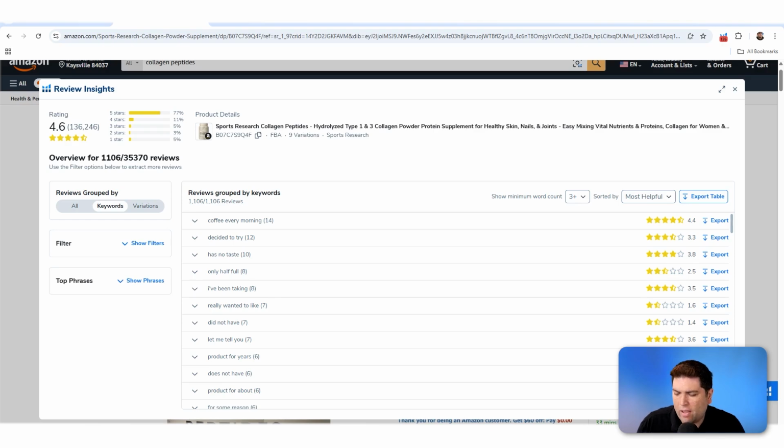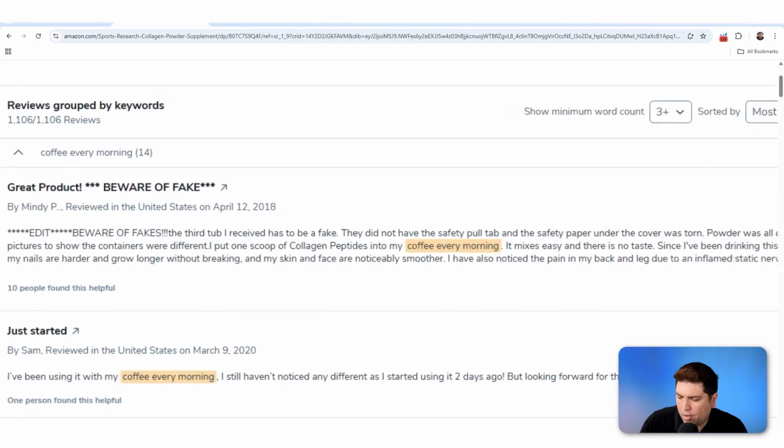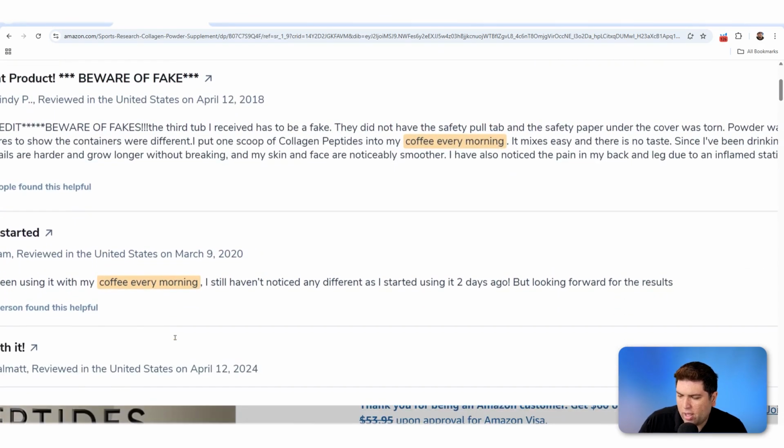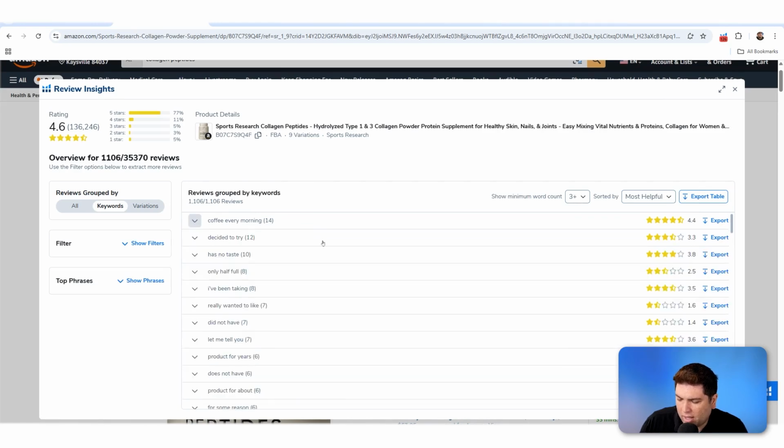And so if I actually look at these reviews, then I could see that people are putting these collagen peptides in their coffee every morning. And so that's a huge takeaway of this. At the same time, I could see some of the negative things that people are talking about. Some people say it has no taste. Some people say it's only half full. Now, here's the thing. All of these things, guys, whether they're positive or negative, are these keywords?